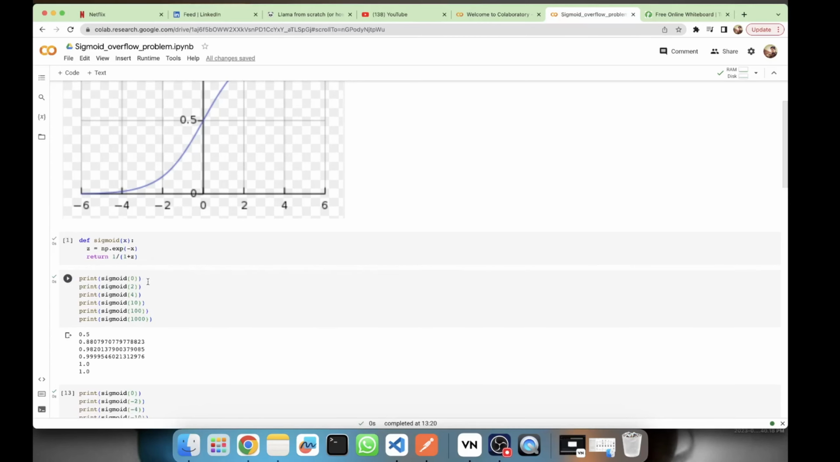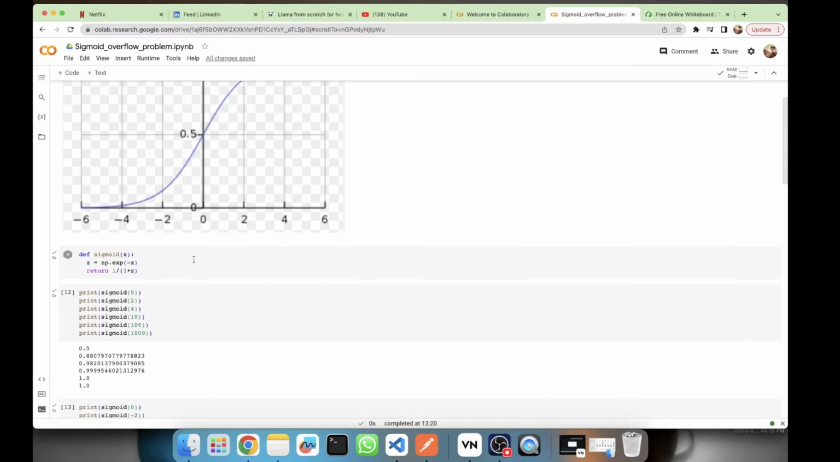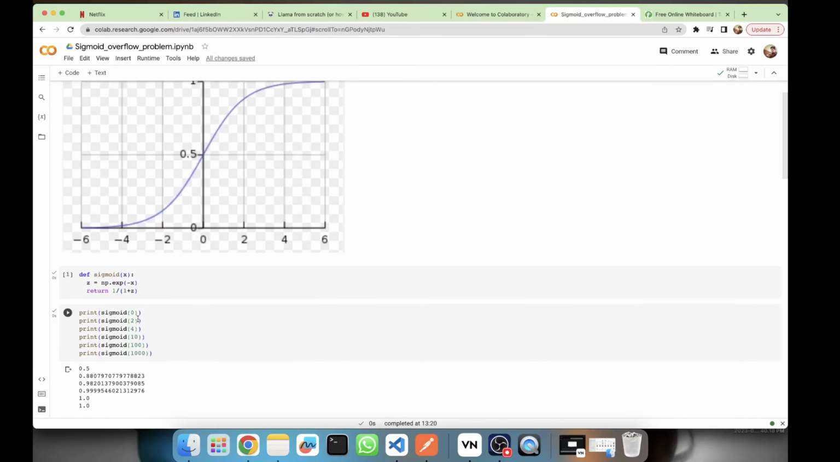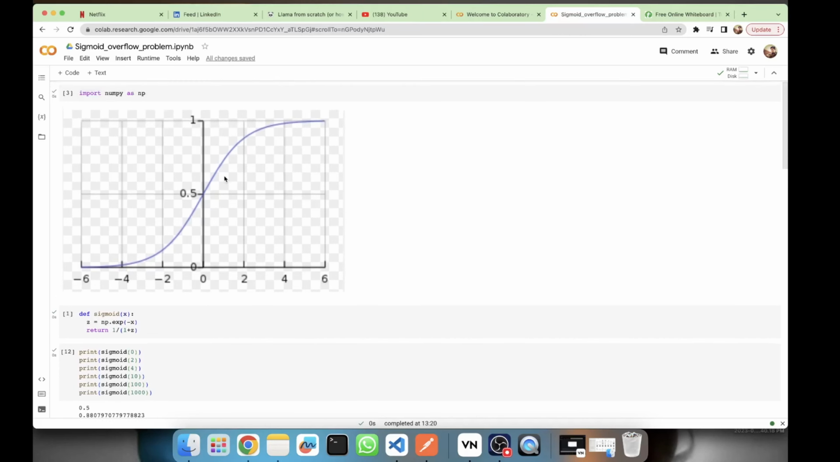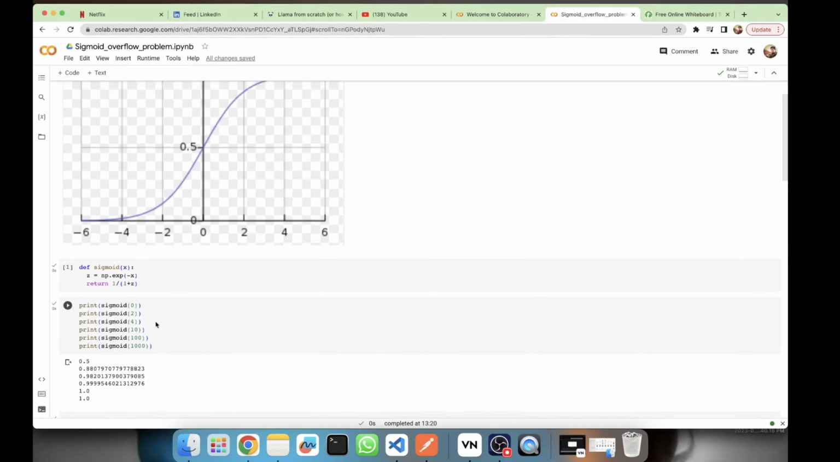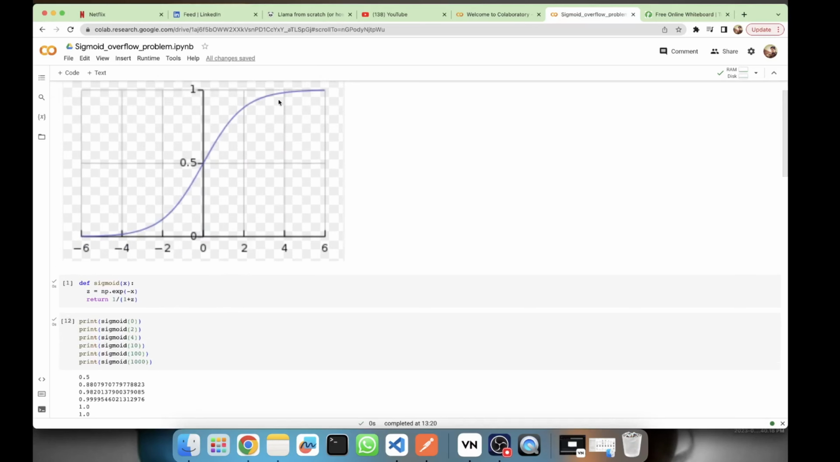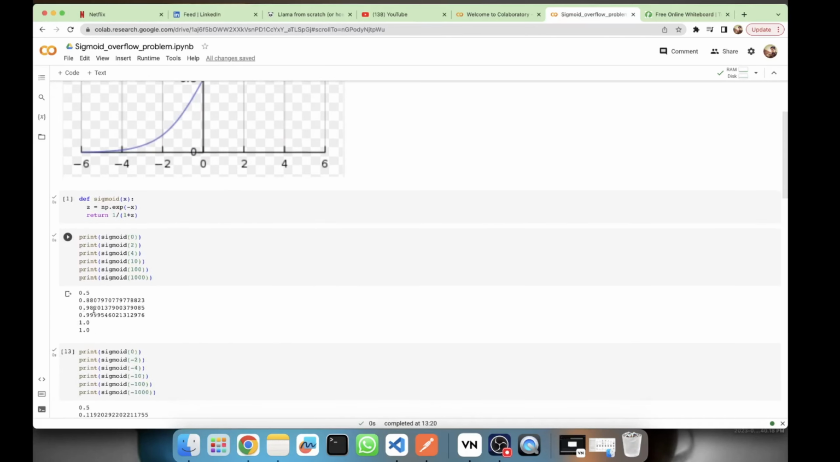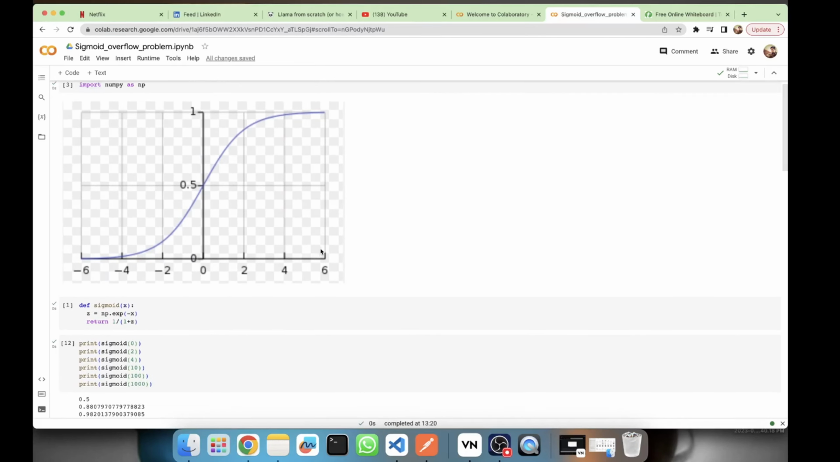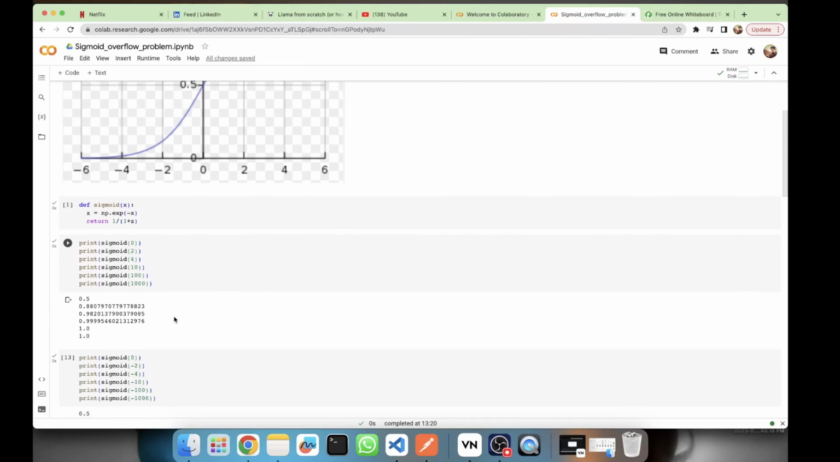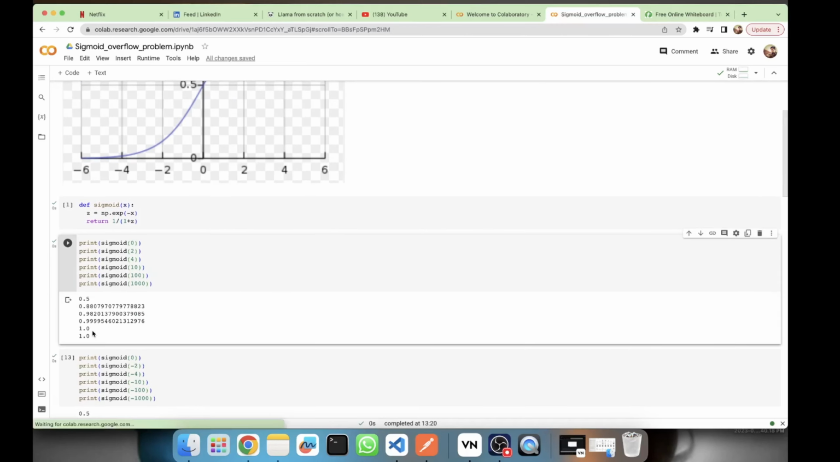Now let's see how this formula gets executed. I give it value 0, so it should be 0.5, and it is 0.5. Then I gave it 2, 4, 10, 100 and 1000. So 2 gives me 0.88. Then 4 gives 0.98. After 6 onward it should be roughly 1. It is giving me exactly 1 at 100. At 10 also it is 0.9999 something. And at 1000 it's also 1.